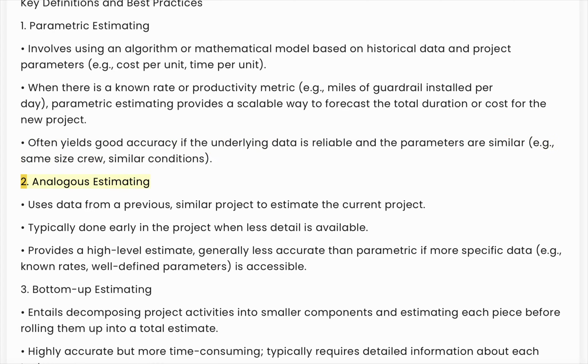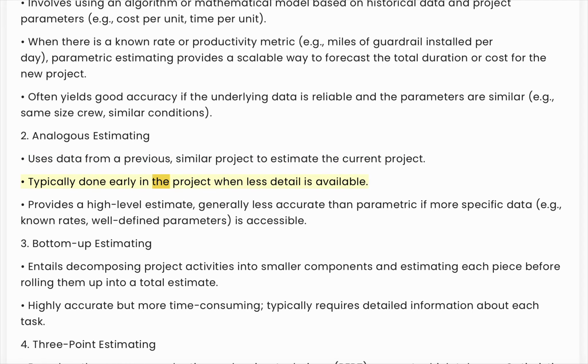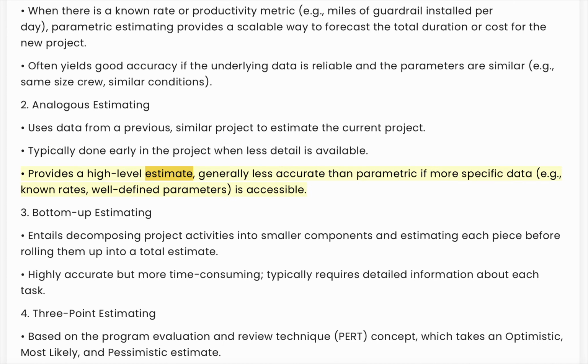2. Analogous estimating. Uses data from a previous, similar project to estimate the current project. Typically done early in the project when less detail is available. Provides a high-level estimate, generally less accurate than parametric if more specific data, e.g., known rates, well-defined parameters, is accessible.